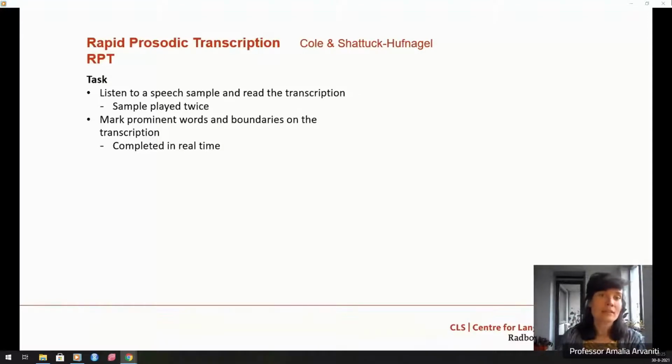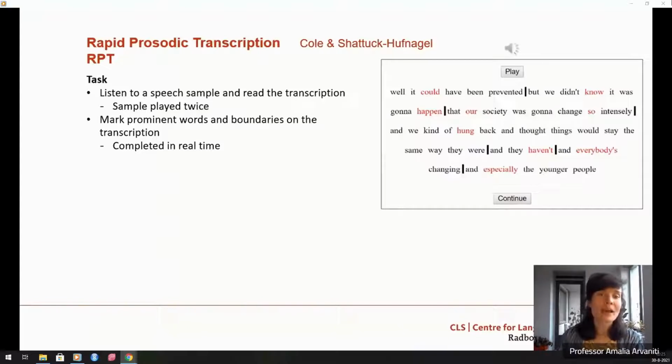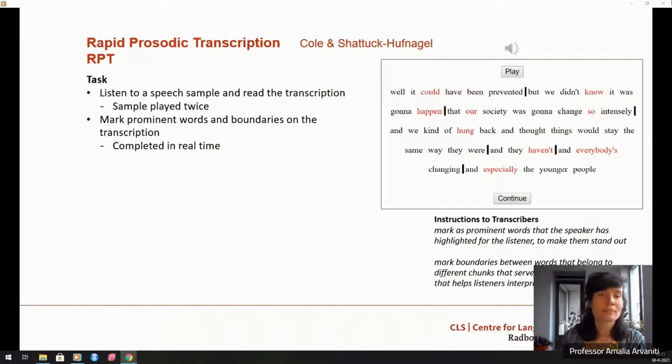In RPT, the transcriber's task is to listen to a speech sample and read through an orthographic transcription at the same time. On the right, we have an example of an annotated speech sample, but it gives you an idea of what the transcribers are looking at. The transcriber marks the prominent words and boundaries in real time, and this is done as two different tasks. They're given the following instructions.